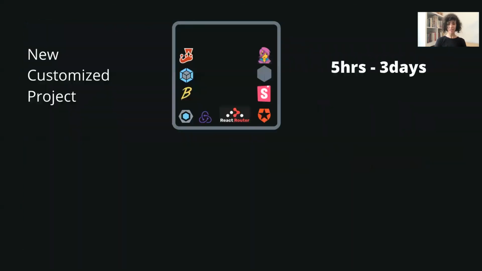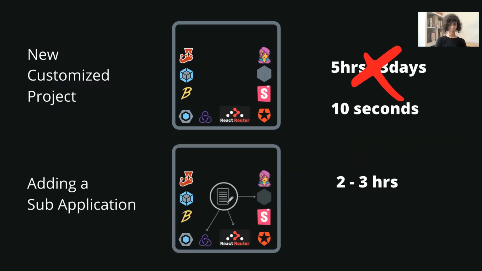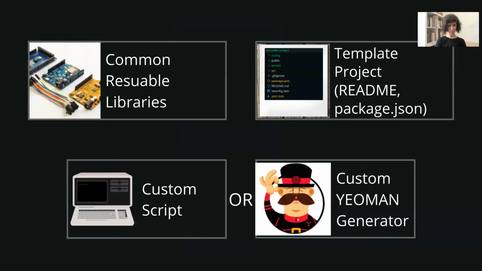And the best part is, what previously took us between 5 hours and 3 days to create a new customized project now only takes us around 10 seconds. And previously, adding a new sub-application to our project took between 2 and 3 hours. Now it only takes around 5 seconds. That's amazing. To summarize, to create your own framework, all you need to do is to follow these steps.